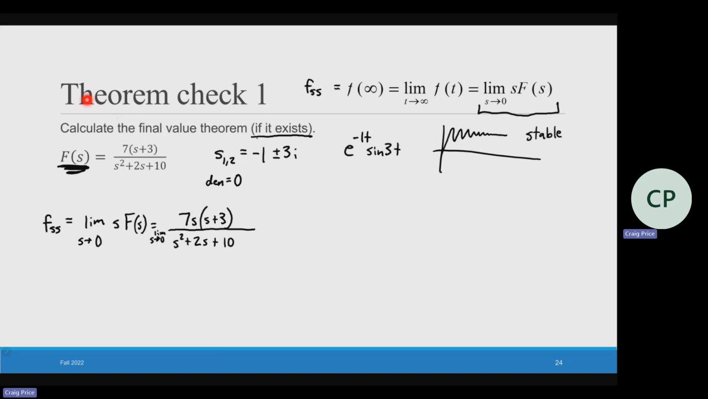And so what happens? Well, I can, again, take the limit as s goes to 0. We can expand this out. This is 7s squared plus 21s over s squared plus 2s plus 10. If I plug in zeros for all the s's, this just becomes 0 over 10. That's equal to 0. That's not always equal to 0. This may have been an impulse. So I hit it with an impulse, and with that impulse, it's going to go back to 0. So my final value is this will all die out. It's going to oscillate everything, and then it's going to actually go back to 0.